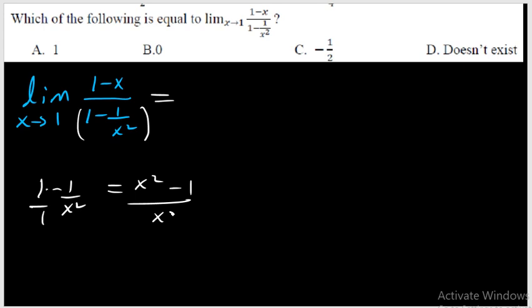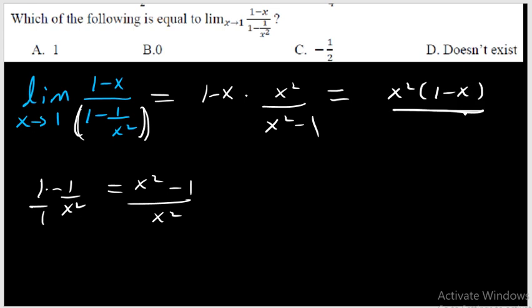over x square. So the whole thing can be written as 1 minus x times, we can flip this one, x square over x square minus 1. Since it is division, we can flip and multiply. So what remains at the top is x square times (1 minus x). Down, we can factorize the denominator, and it will be written as (x minus 1) times (x plus 1).